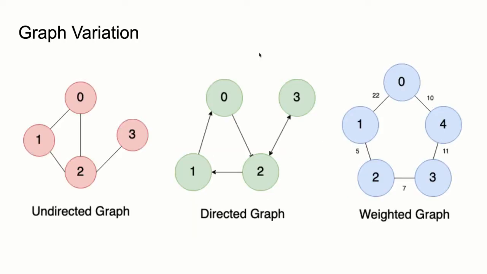There's variations in graphs. Not all graphs are the same. Some graphs are undirected, which means that the connections are, in a sense, unidirectional or bidirectional. They can go either way. In a directed graph, there are more constraints. Some connections can be one-directional, while others can be bidirectional.